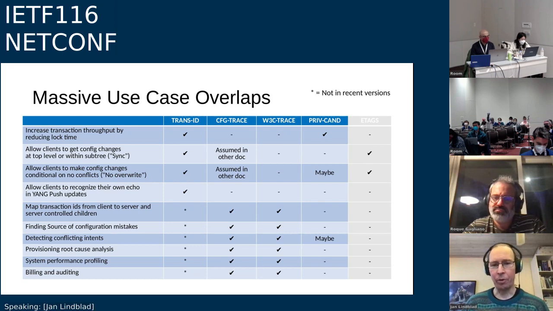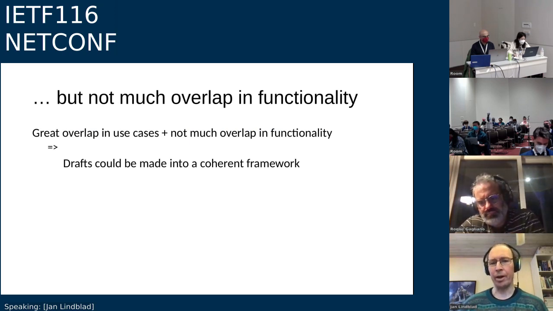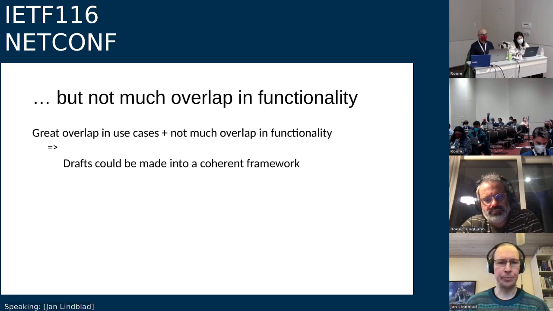So this looks like a massive overlap. How do we solve this? But when you actually read those drafts, you will see that the functionality that is specified does not overlap that much. So there is a good chance that all of these could be made into a coherent framework. The problem right now is perhaps that while they sometimes refer to each other, the definitions of terms and mechanisms are not done in a coherent way. So we need to work on how they should relate to each other in a more consistent fashion, so that we get one set of terms and mechanisms.